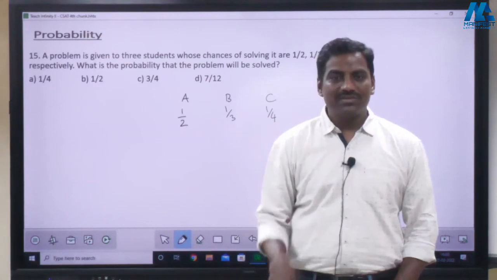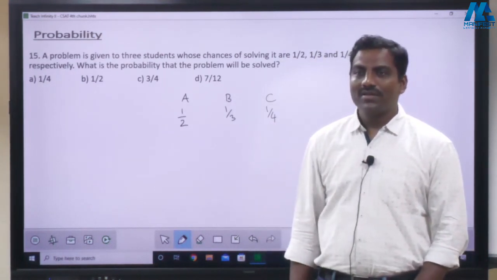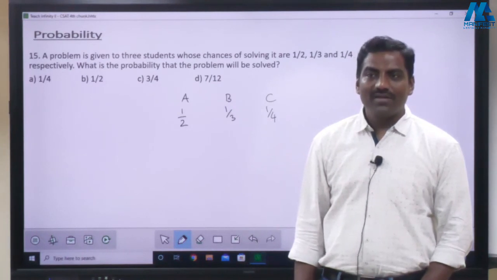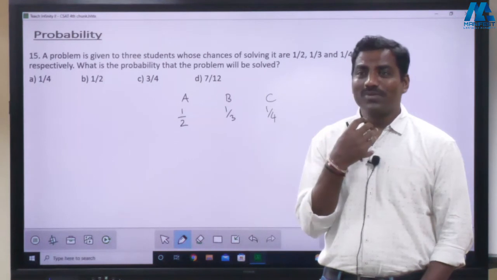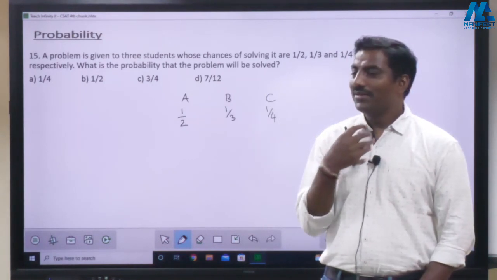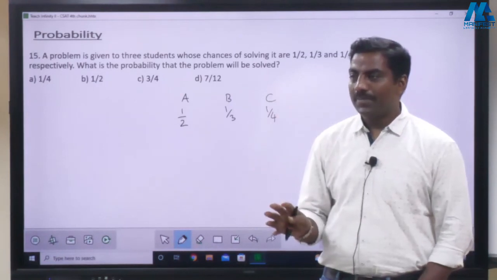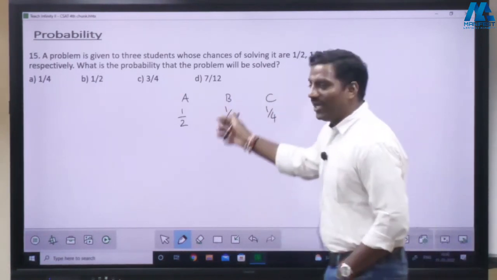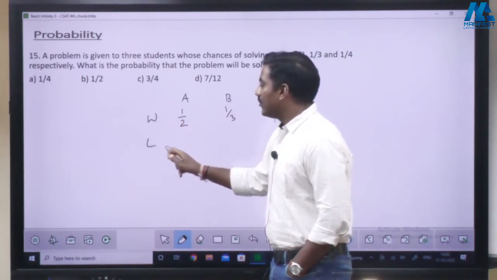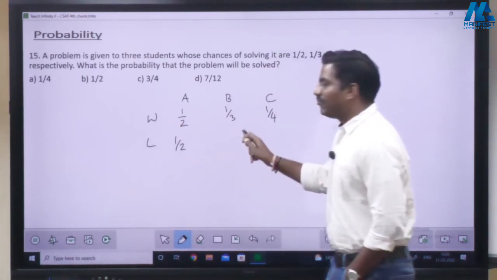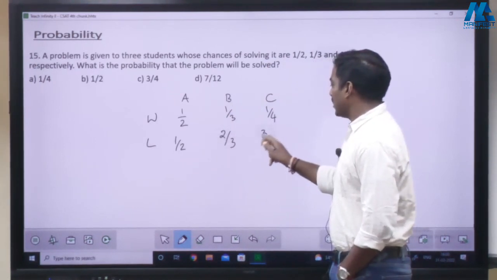When will we lose? When the problem cannot be solved. When all of them fail. Why are you staring at me? Tell yes or no. When the problem will not be solved, when all of them fail. What is the chance of A failing? Chances of winning is this. Losing. Chances of B failing. Chances of C failing.